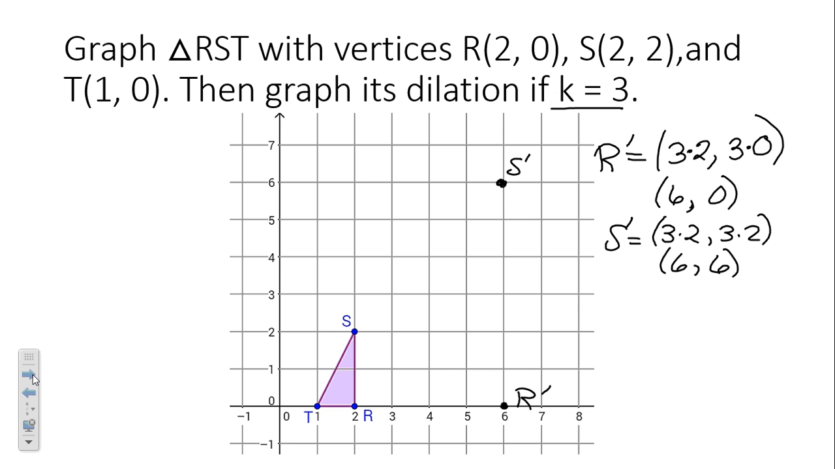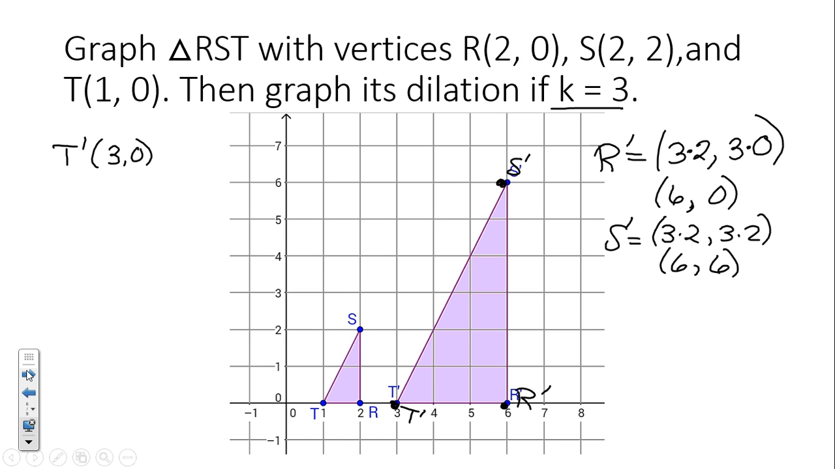T was 1, 0. What's its new coordinate going to be? 3, 0. We take 3 times 1 and 3 times 0. Yep. Make sure you label it and connect your points. Questions on this one? We're good?